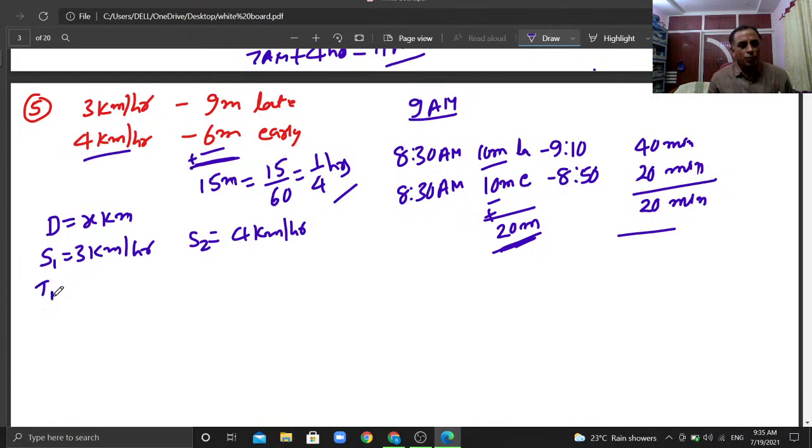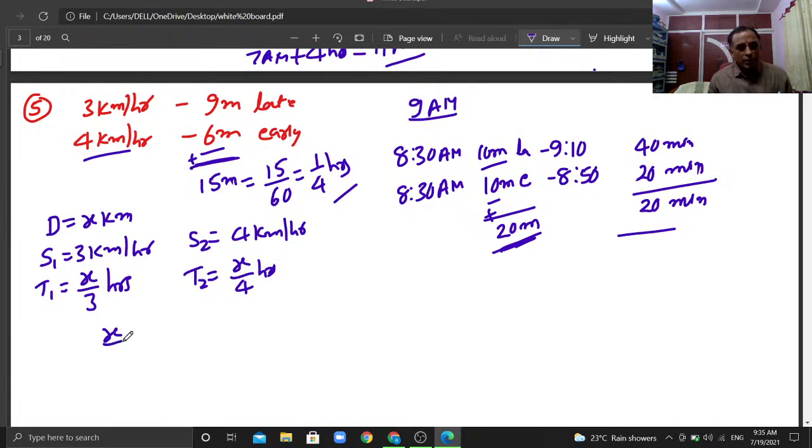And first day time, letter t1. Second day time, letter t2. What is t1? t1 means the first day time. Time is equal to distance by speed. So distance is x, speed is 3, x by 3 hours. Second day time: time is equal to distance by speed, distance is x kilometer, speed is 4, so x by 4 hours. So first day journey time is x by 3 hours. Second day journey time is x by 4 hours.